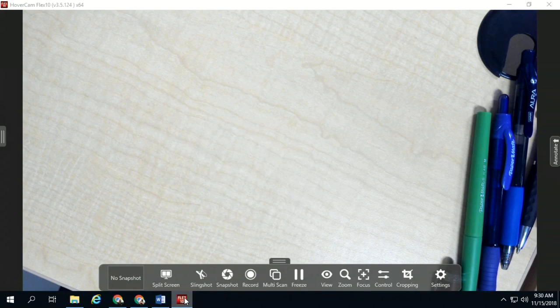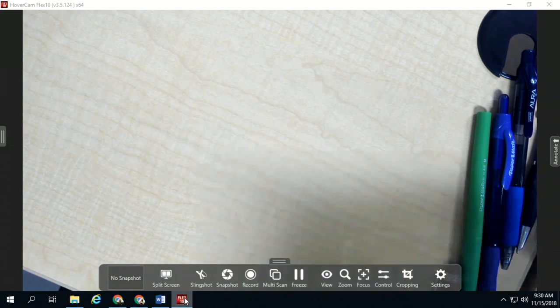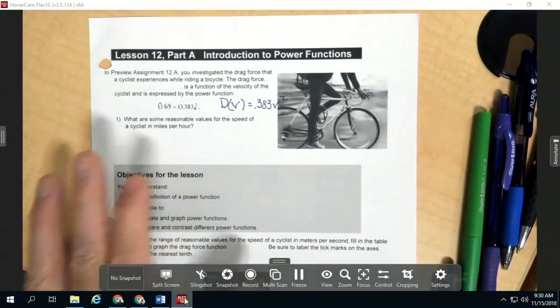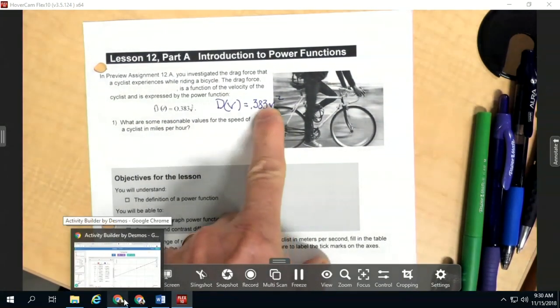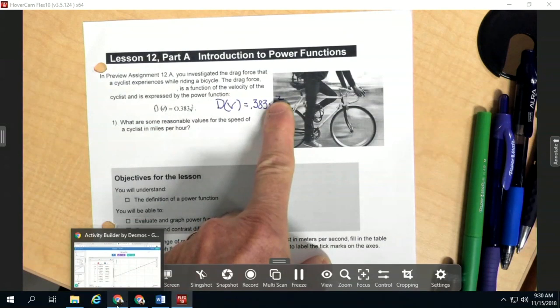12.A, Introduction to Power Functions. In the preview, you investigate the drag force that a cyclist experiences while riding a bicycle. The drag force is a function of the velocity of the cyclist and is expressed as a power function. In other words, this number here is going to be a certain power.